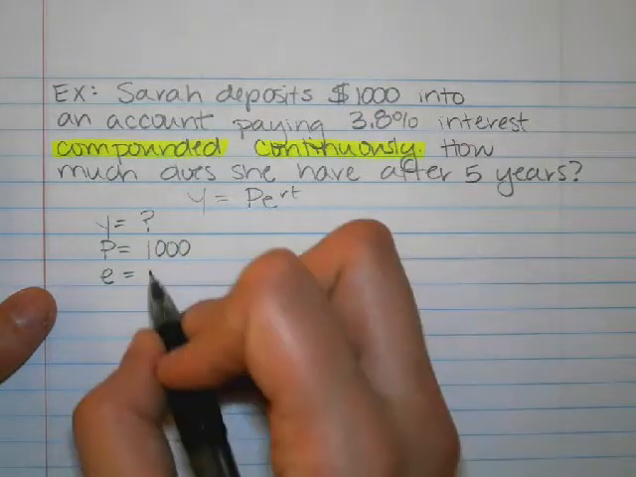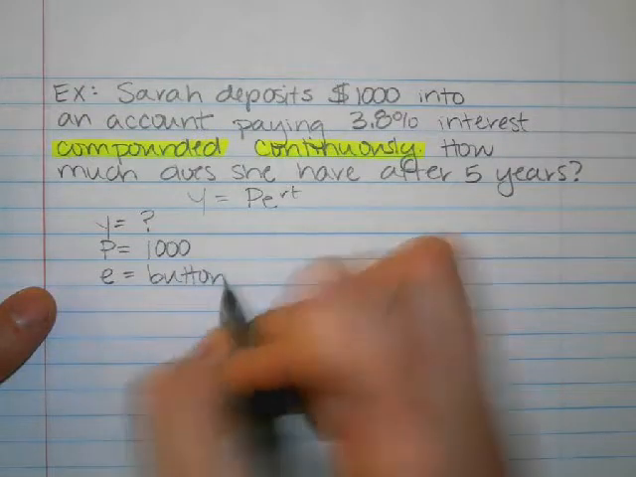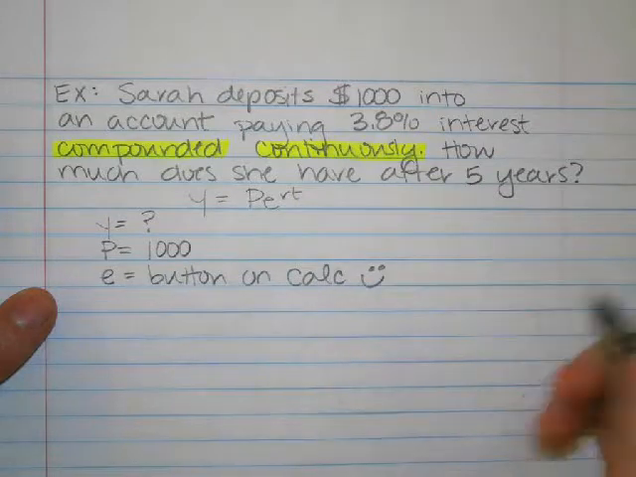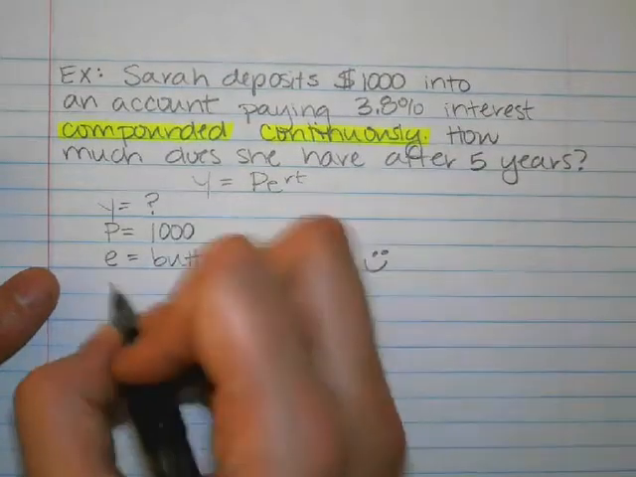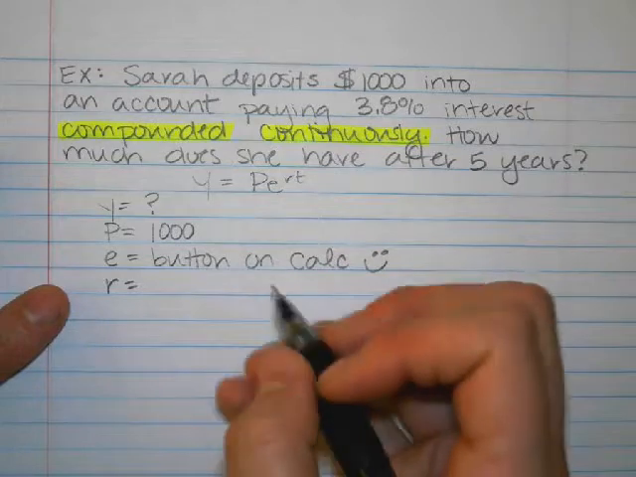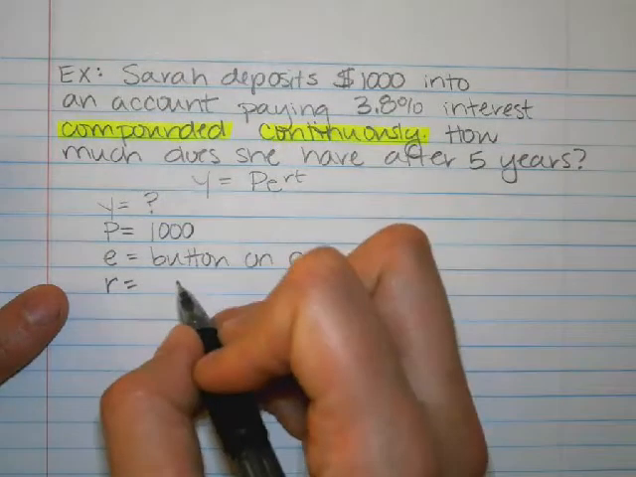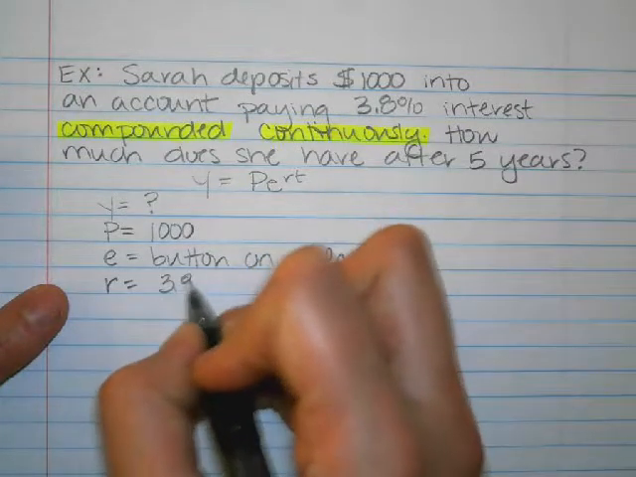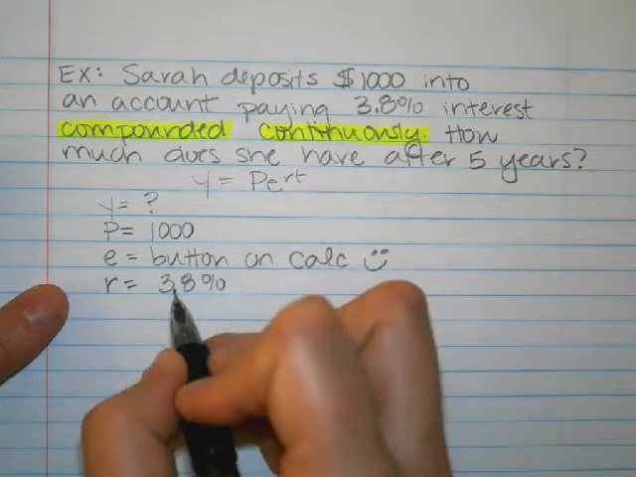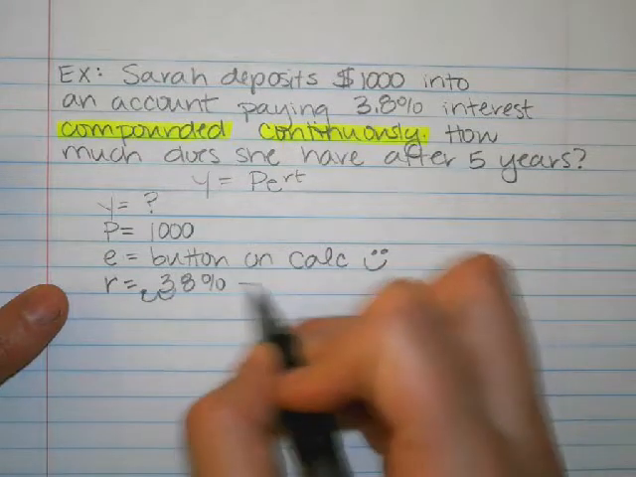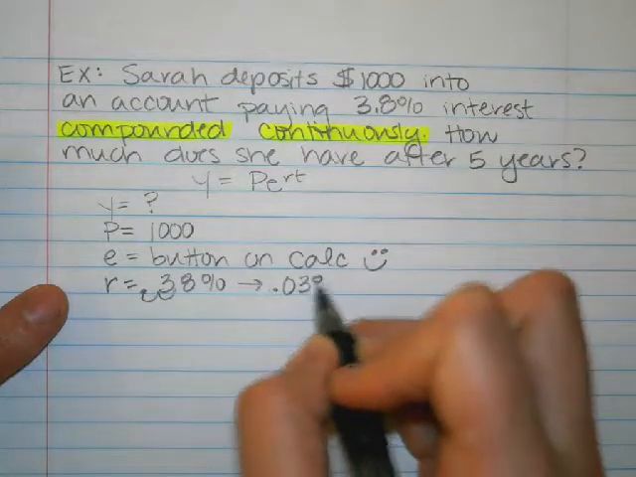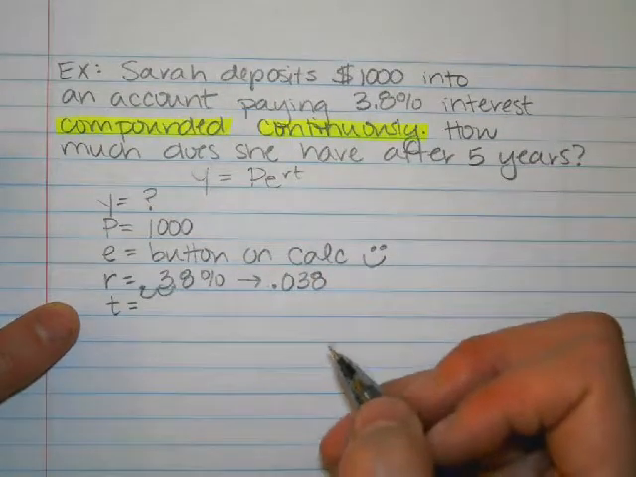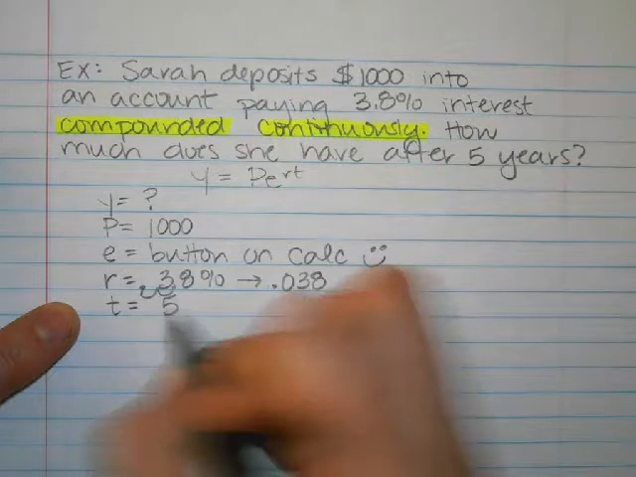Yeah, that's the calculator button. I tricked you guys. Button on your calculator. Did they give us an R value? Yeah, what is it? It's 3.8%. How do we write that as a decimal? So 0.038. Did they give us a time frame? 5 years. All right.